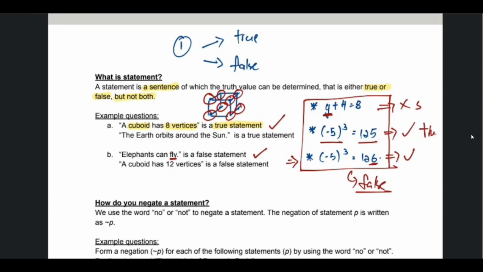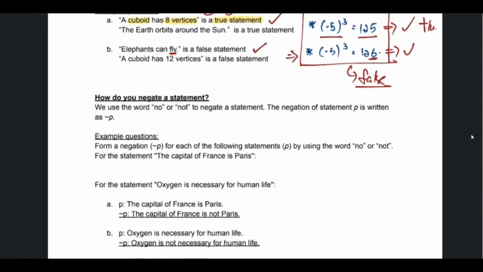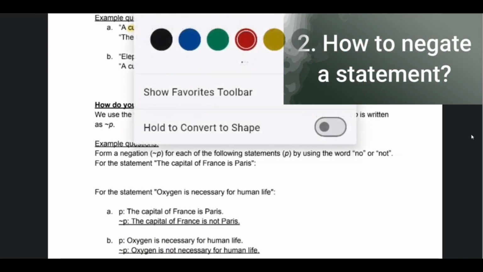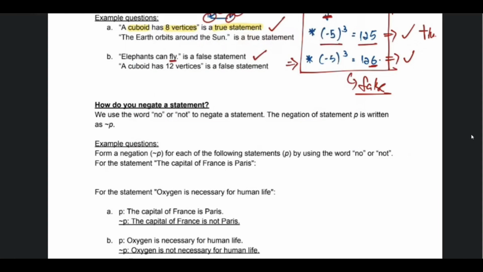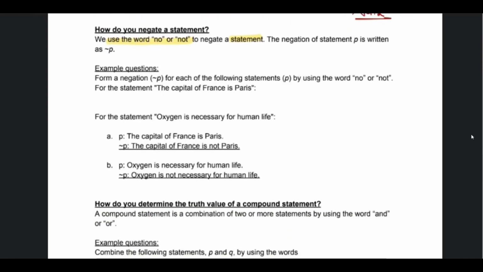How do we process? So second, we will look at the negation. What's the negation? Negation is very easy. We will use not and no for the statement. So for example, I am a boy. If we want to do negation, I'm not a boy, something like that. So yeah, this is the negation.